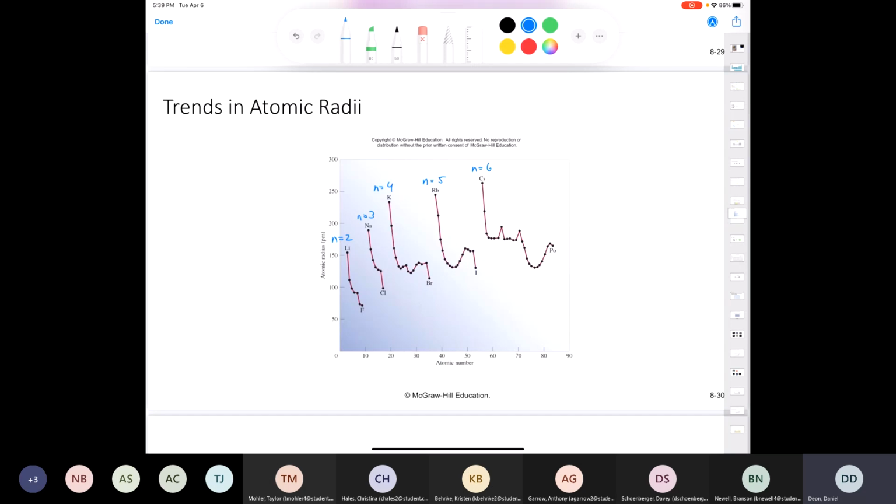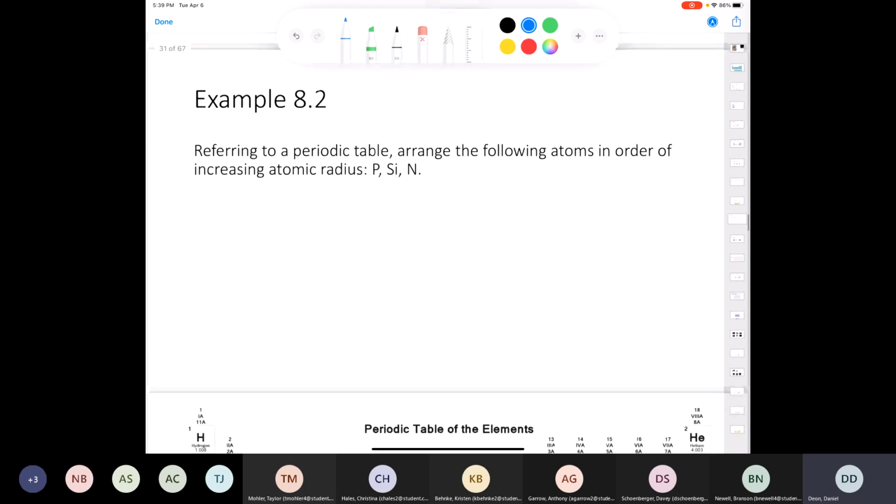And again, we see that atomic radius decreases going across a period, except for around the transition metals. We see that they don't change nearly as much. All right, well, with all that in mind, let's try another practice problem.